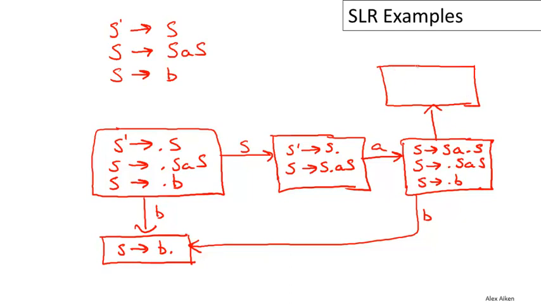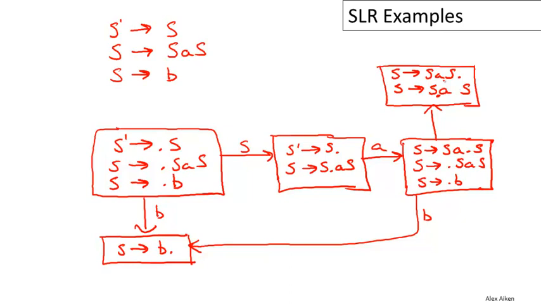Where we have S goes to SAS dot. We've seen the complete right-hand side of that production. Or S goes to SA dot S. Actually, that dot's in the wrong place. So let's erase that and put it in the right place. It's right here, before the A, not after the A.